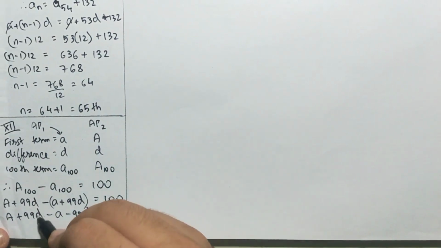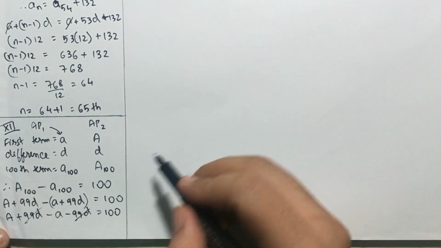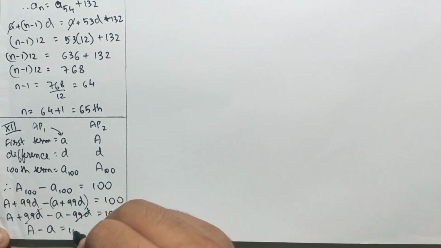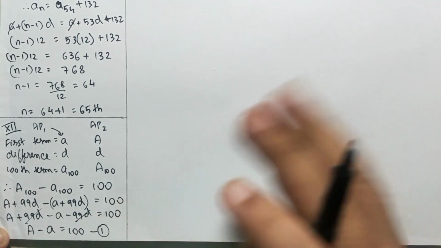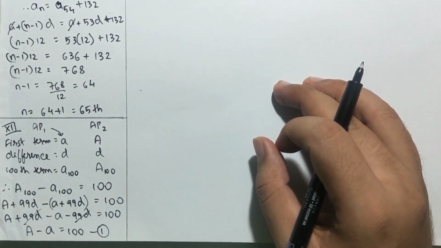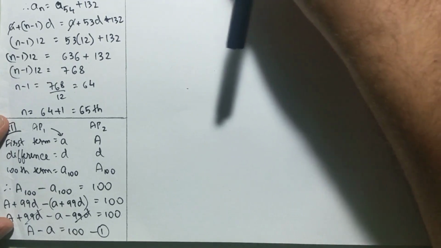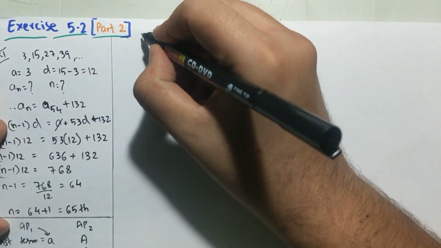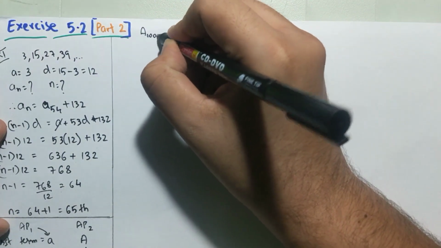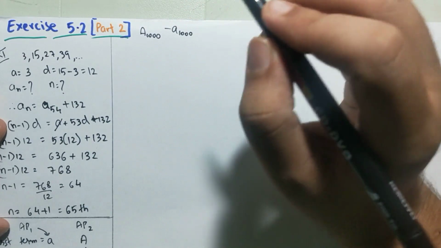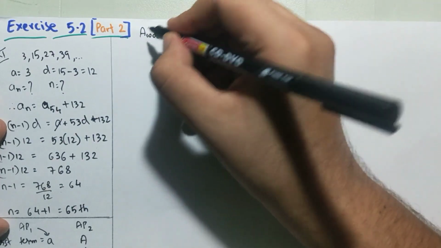Here see, 99d will cancel out. It will remain a minus a equals to 100. This is our first equation. We got this. Now the question is, find the difference between their 1000th term. So we have to find a of 1000 minus small a of 1000. This we have to find out.